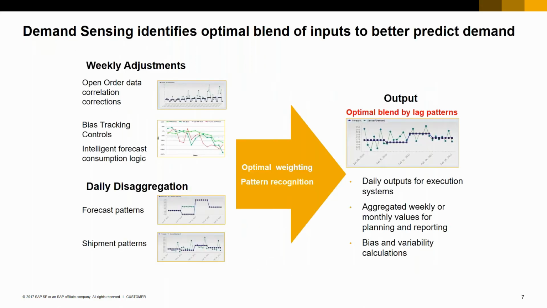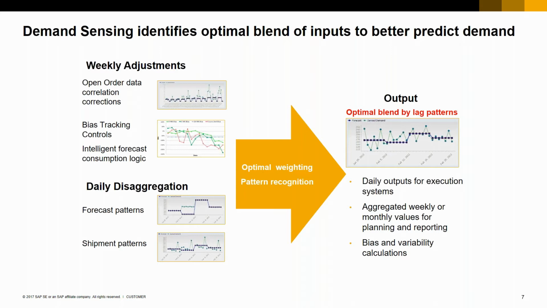So what we generally do with demand sensing, and this is about as technical as we tend to get, is we're basically taking the inputs. We're looking at things like open orders that you have. We're going to look at bias. We're going to look at what we call sort of forecast consumption. That is, if I have orders out for the next week or 2 weeks, I want to look at, do those fit the pattern, and are those extraordinary orders? And I do a set of weekly adjustments to my forecast. I then use historical forecast patterns and shipment patterns to do a daily disaggregation.